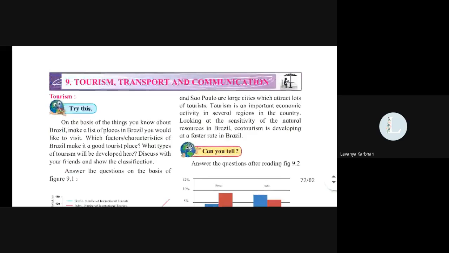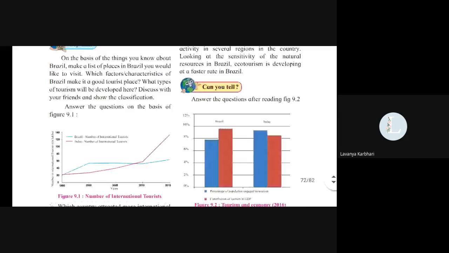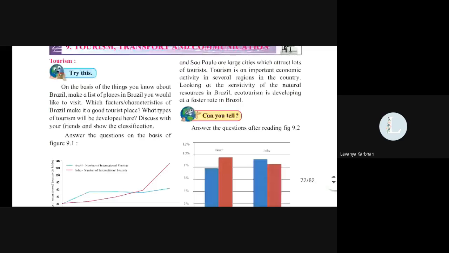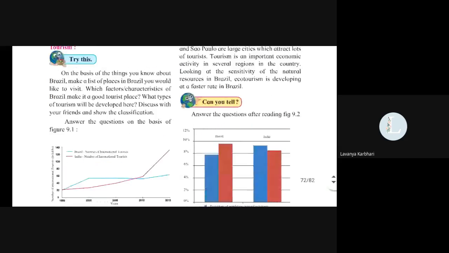The first part of the chapter is tourism. Let's try this. They have shown some graph and based on that they will ask some questions. On the basis of the things you know about Brazil, make a list of places in Brazil you would like to visit. Which factors or characteristics of Brazil make it a good tourist place? What types of tourism will be developed here? Discuss with your friends and show the classification. Answer the following question based on figure 9.1.